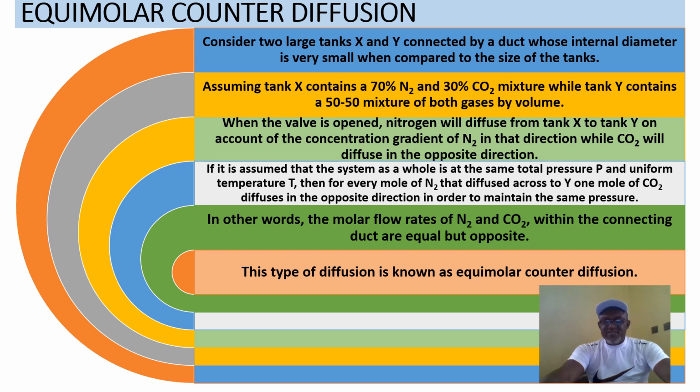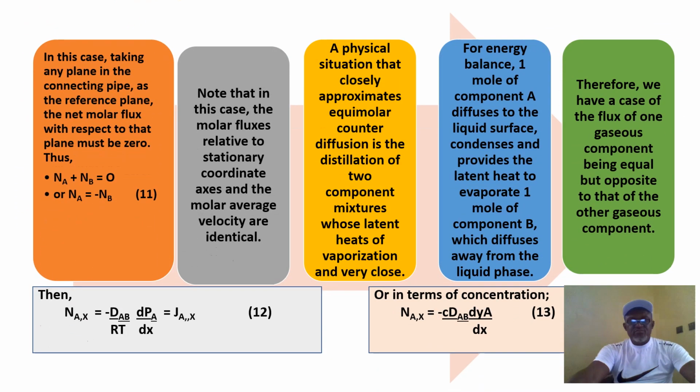If it is assumed that the system as a whole is at the same total pressure and uniform temperature, then for every mole of N2 that diffuses across Y, 1 mole of CO2 will also diffuse in the opposite direction. In other words, the molar flow rates of N2 and CO2 within the connecting duct are equal and opposite. This type of diffusion is known as equimolar counter diffusion.